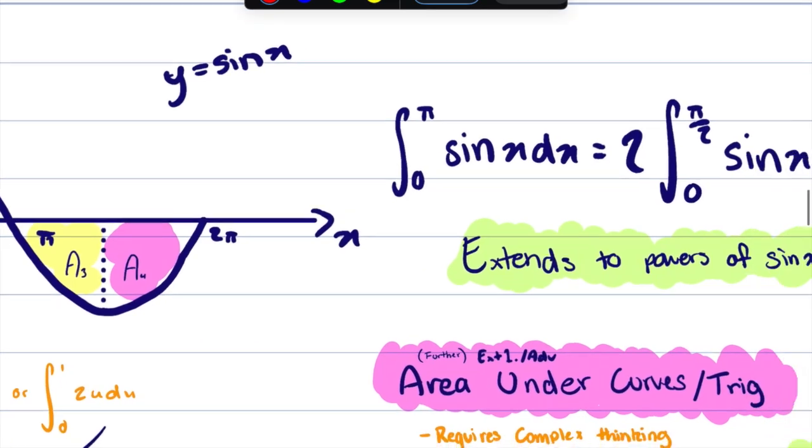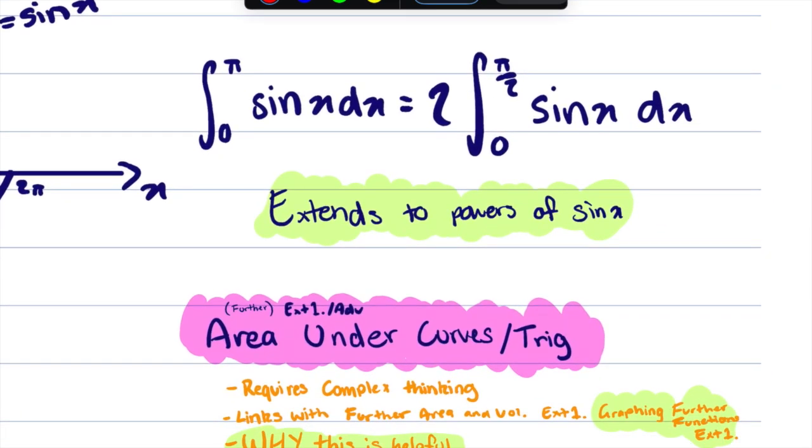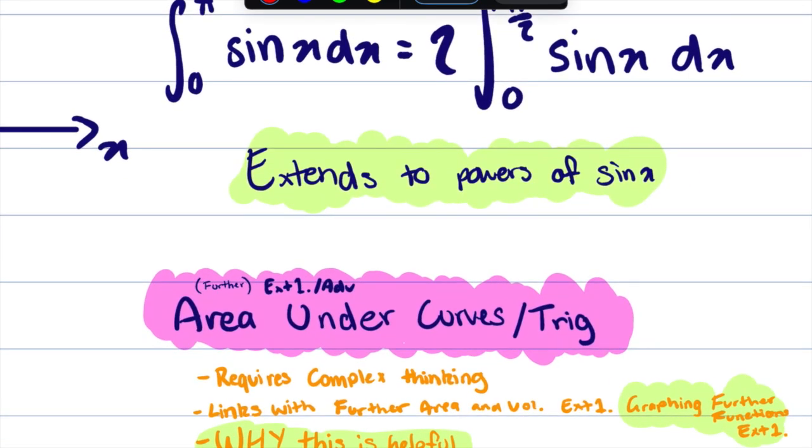This relates to extension 1 and advanced area under curves, and especially our integral calculus with trig. It requires complex thinking and links with the further area and volume, and graphing further functions within extension 1.